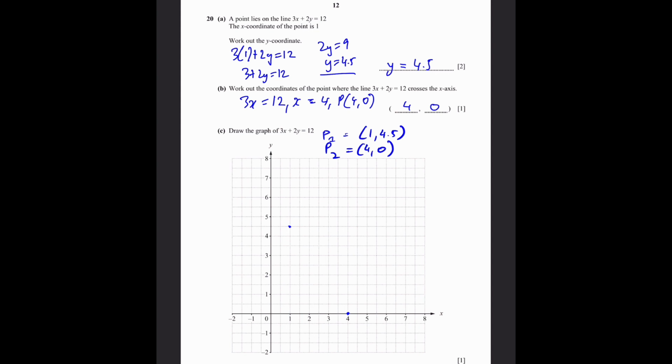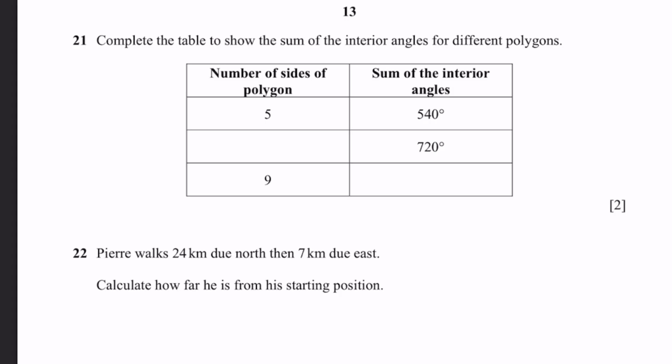We can connect the 2 points and extend this line. Extend it this way. And once you've done that, this graph is our answer. Let's just label it 3x plus 2y equals 12, and also show clearly which points you have used by darkening them a bit with a dot. That's the answer. Let's go to question 21.